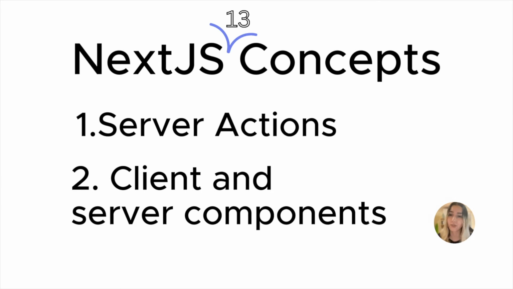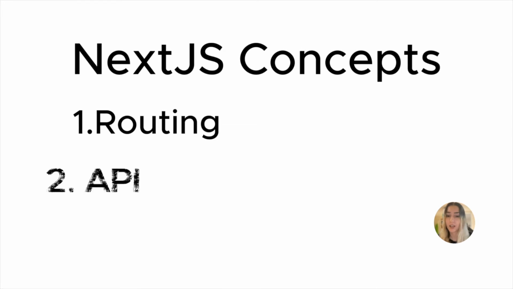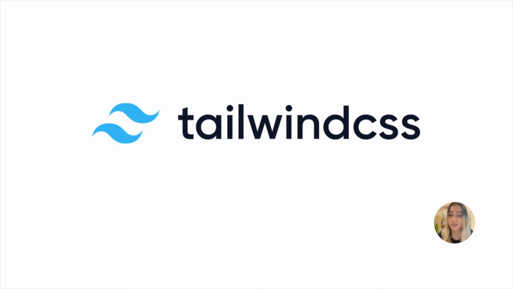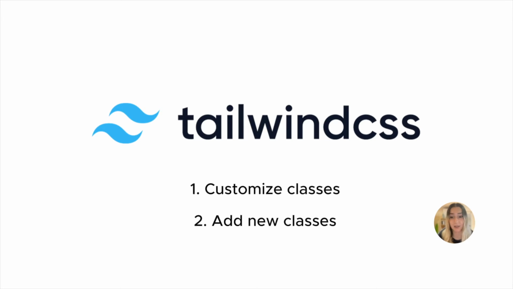Throughout the process, we will explore Next.js 13 new concepts such as server actions and client and server components. We will also revisit and implement older concepts and how they have changed in the new version, like routing and APIs. We will use Tailwind CSS for styling and also customize the existing Tailwind classes to create a unique look and add new custom classes created by us.